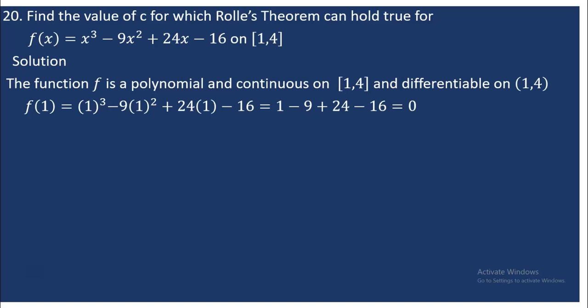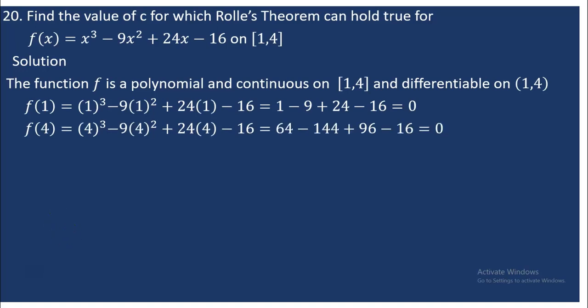If you substitute 1 in place of x, f of 1 is 1 cubed minus 9 plus 24 minus 16, and this makes minus 8 plus 24, 16 minus 16, 0. Let's substitute 4 in place of x. f of 4 is 4 cubed minus 9 times 4 squared plus 24 times 4 minus 16. So this turns out to be 64 minus 144 plus 96 minus 16. Again, you obtain 0. Rolle's theorem requires f at the extreme values of the interval to be 0, so again, this is attained.